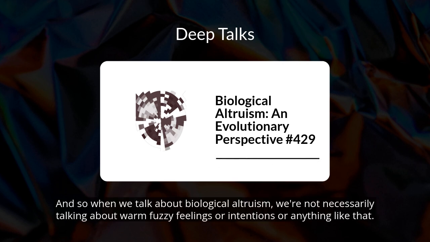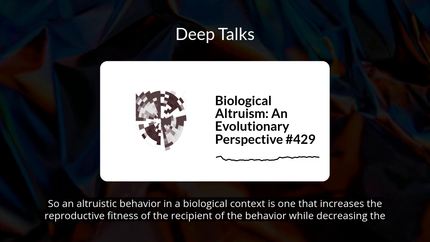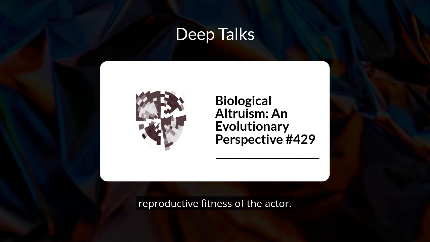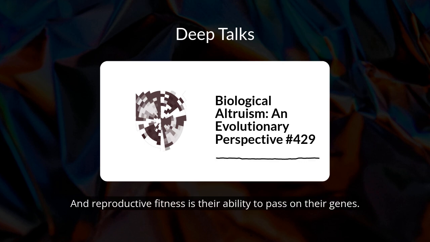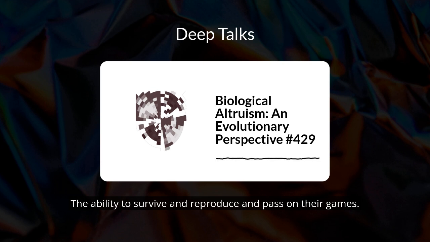When we talk about biological altruism, we're not necessarily talking about warm, fuzzy feelings or intentions or anything like that. We're talking about the effects of a behavior. So an altruistic behavior in a biological context is one that increases the reproductive fitness of the recipient of the behavior while decreasing the reproductive fitness of the actor. So the actor is the one doing the altruistic behavior. Exactly. And reproductive fitness is their ability to pass on their genes. Exactly, the ability to survive and reproduce and pass on their genes.